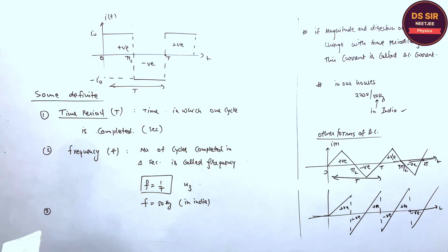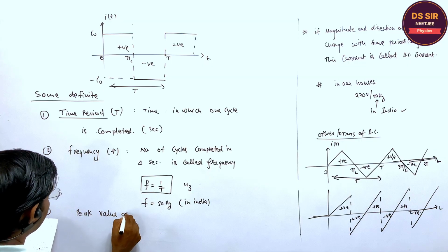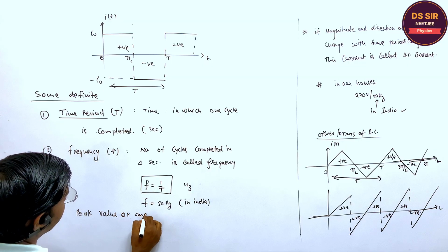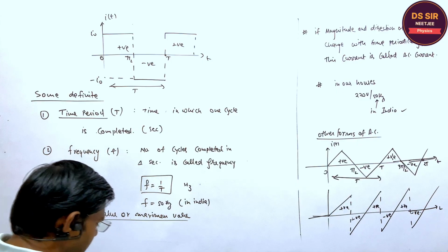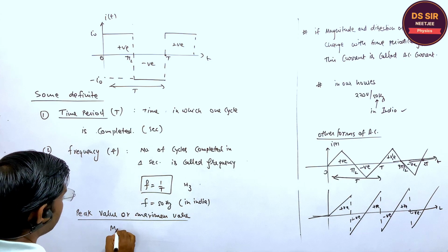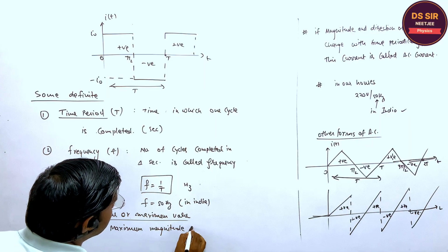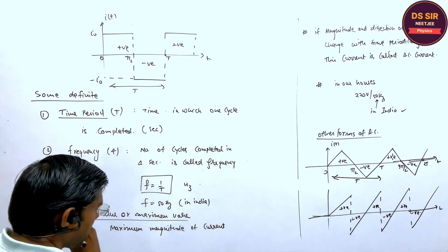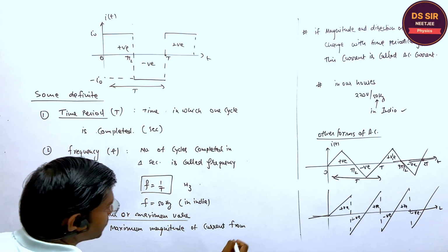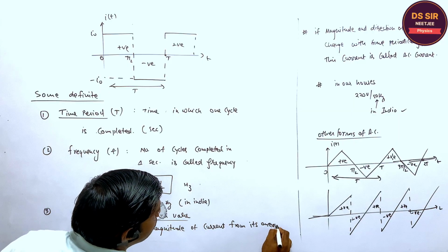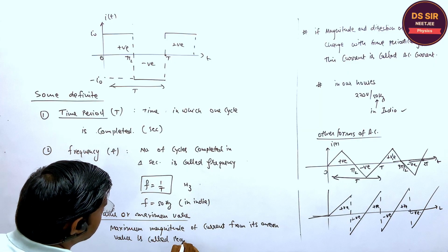The next value is the peak value, or we can say the maximum value, right? The peak value is nothing but the maximum magnitude of current or voltage from its mean value. It is called the peak current, right?